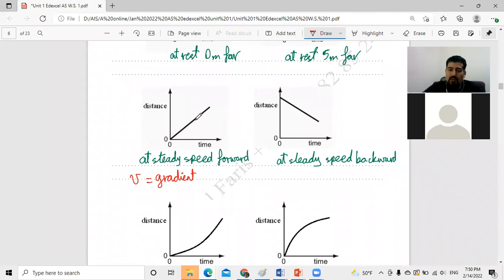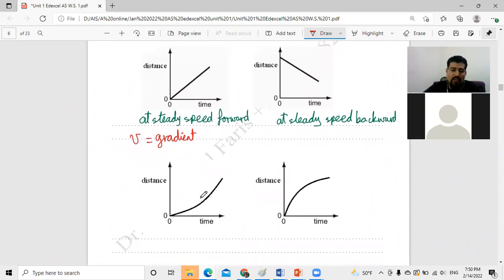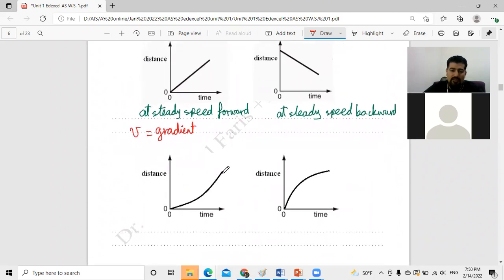Now we were talking about straight lines. What about if it wasn't a straight line, if it was curved like this one? Who can tell me, for this object the curve is going with increasing gradient, the gradient increases, or the gradient decreasing. Does this mean the speed is constant?